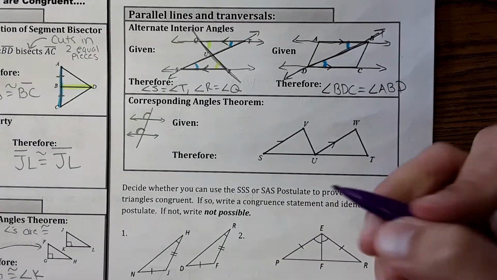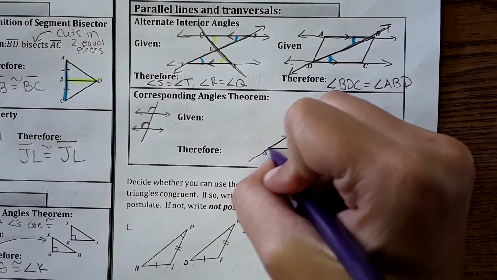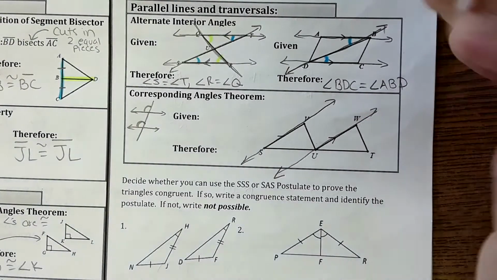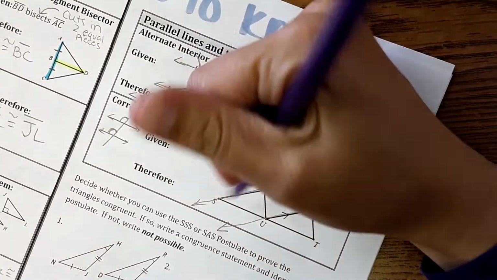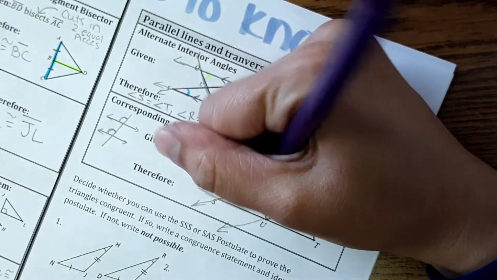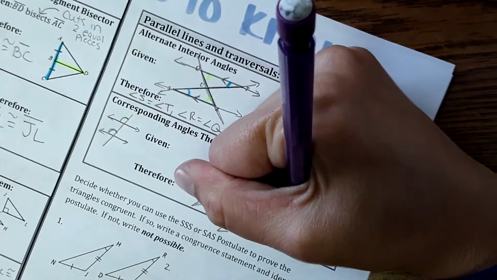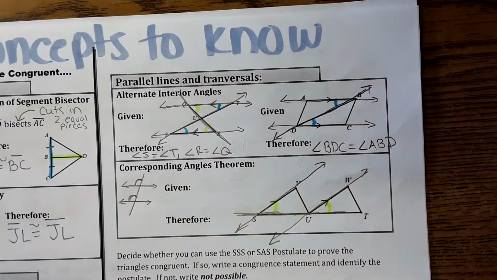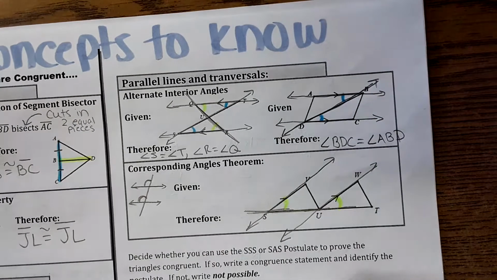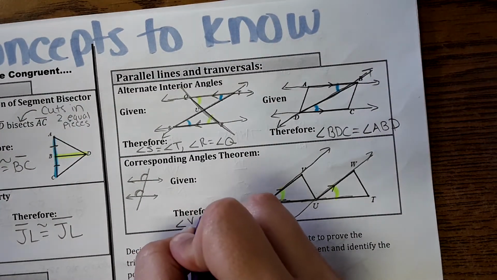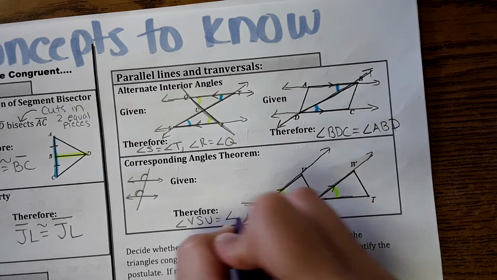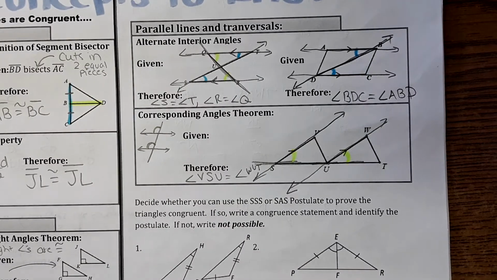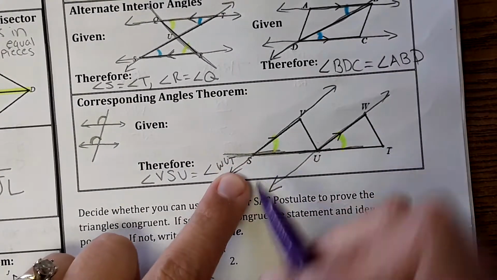We're looking for corresponding, which might take us a second to really look at it, but it shows us a parallel line right here and a parallel line right here. So therefore, the transversal that cuts through those parallel lines is right here. And then we can say that this angle and this angle are corresponding, so therefore they're equal. So we can say angle VSU equals angle WUT. It says WUT is kind of small.